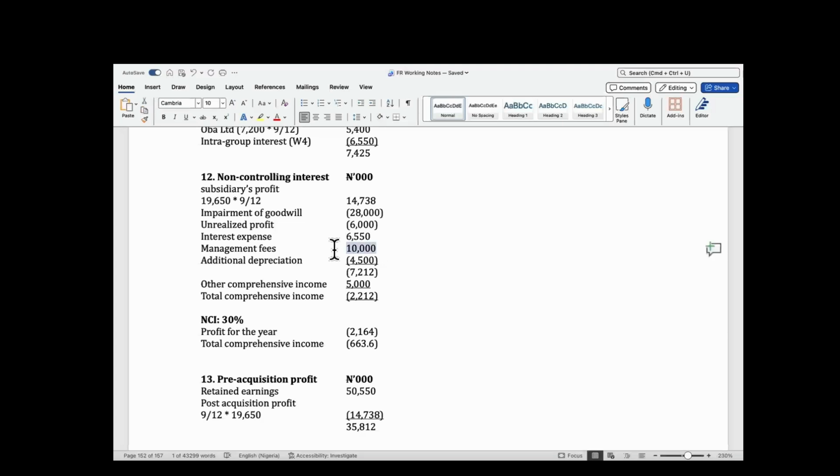So the same thing applies to this guy as well. So I'm reversing it. I am reversing it.